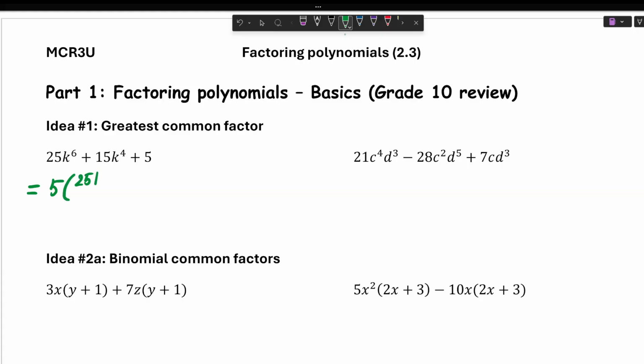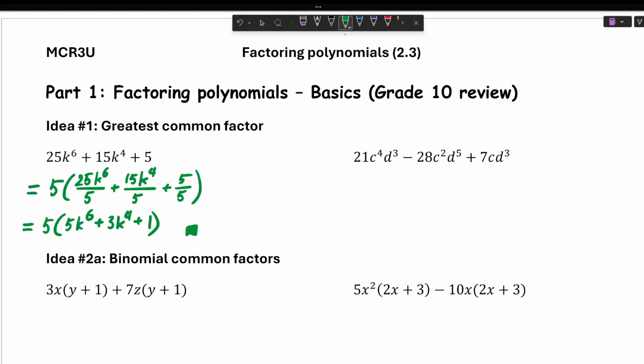Here's how you might want to think about it. Okay, you're dividing each term by that factor you're taking out. Okay, so you would have something like that. Now writing it like this is a little bit time consuming, so once you're comfortable with it, you can just skip directly to writing the final answer, which is 5 times in brackets 5k to the 6 plus 3k to the 4 plus 1, and we're done there. Okay. So that's example 1.